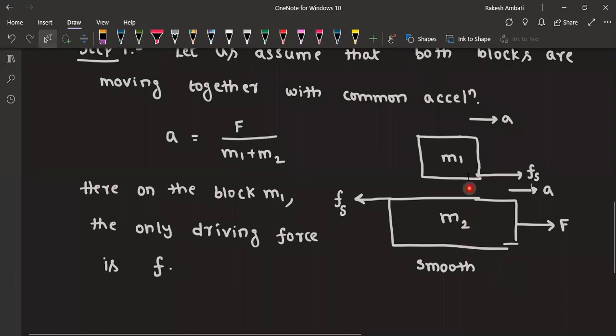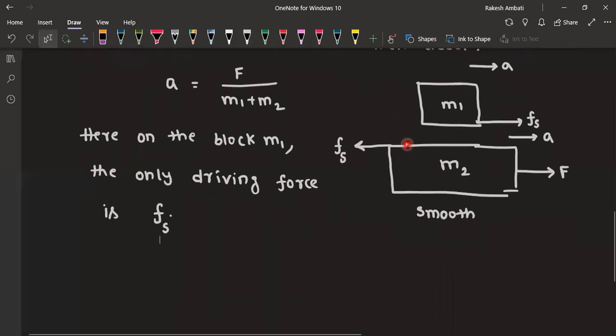So in this case, M1 and M2, how are they moving? Together with the same acceleration. Both moving together with the same acceleration means, what is the relative motion between them? Zero. Zero relative motion means what type of frictional force is acting? Static frictional force is acting. If there is no relative motion, static frictional force is acting. So the only driving force is the static frictional force.